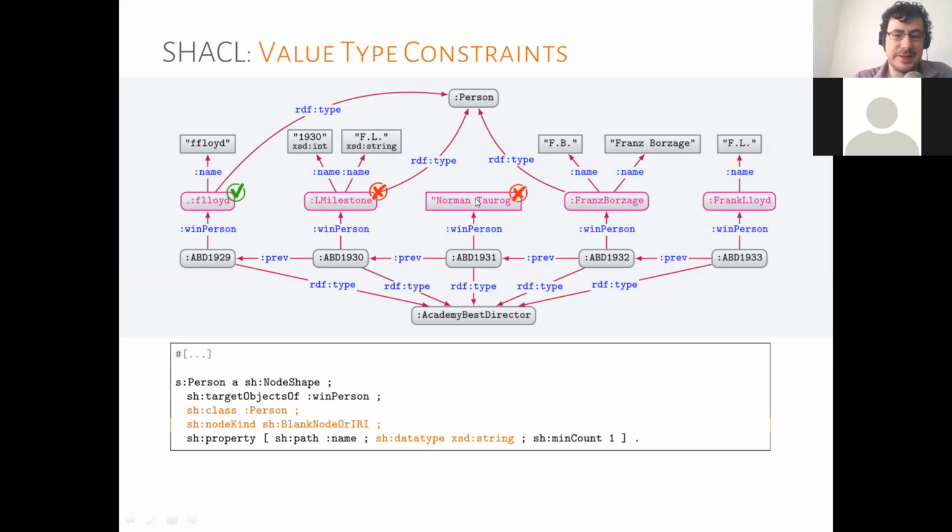This guy fails because it's a literal. It's directly a literal, not a blank node or an IRI. This one passes. It's an instance of person. It has at least one name. Those names are strings. And it's itself an IRI, so that's fine. And this one here is an IRI. It has a name that's a string, but it's not an instance of person, so it will fail. So we see the different types of value type constraints here.